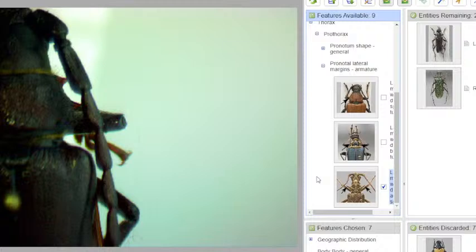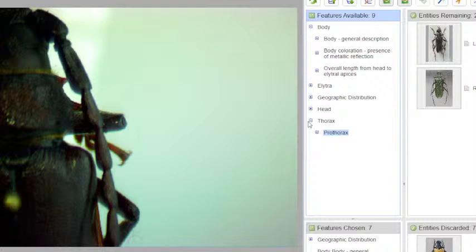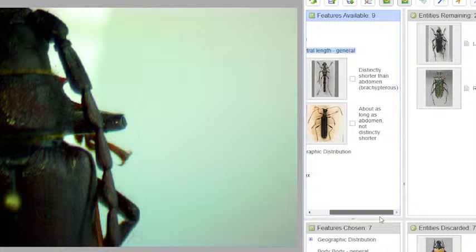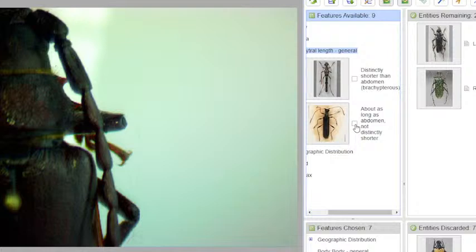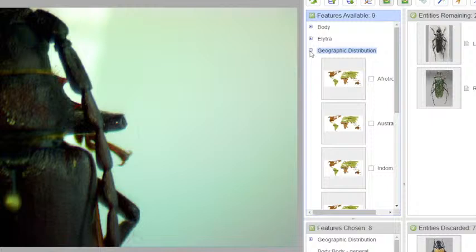All right, so now we're going between these two tribes. We have to find another feature that'll split them. We finished with the body. Let's go back to this elytra question. They're about as long as, but that's not going to help us. Geographic distribution isn't going to help us. This one might.